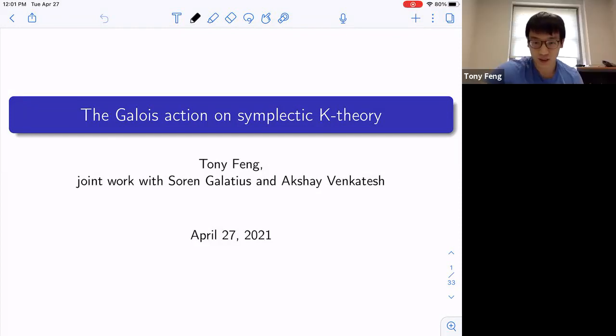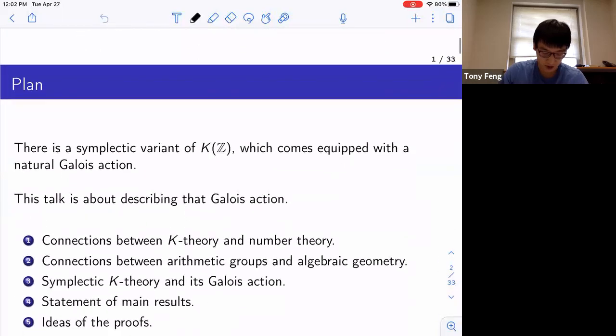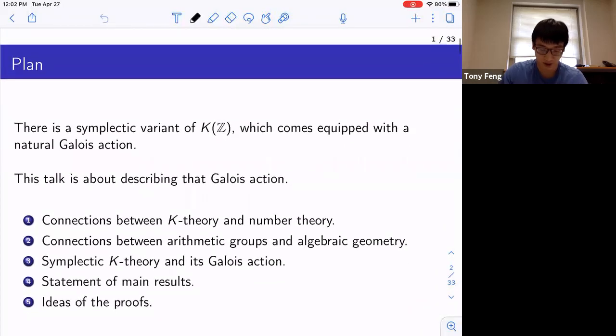Okay, so thanks very much for giving me the opportunity to speak about this. Everything we're going to talk about is joint work with Søren Galatius and Akshay Venkatesh. I'm going to talk about a symplectic variant of the algebraic K-theory of the integers, which has the feature of coming equipped with a natural Galois action. So the talk is about describing that Galois action.